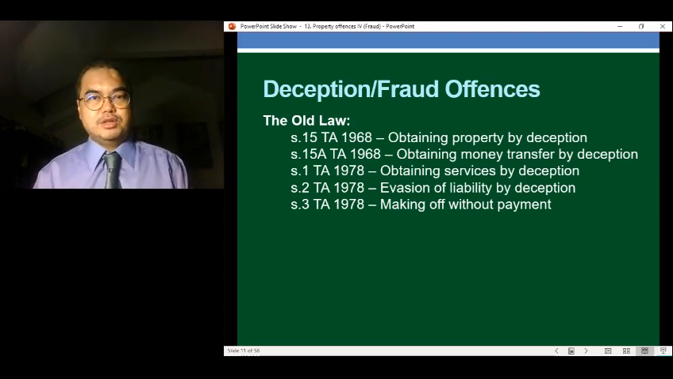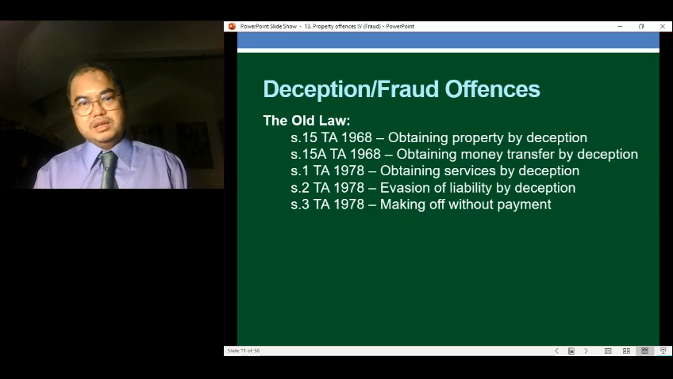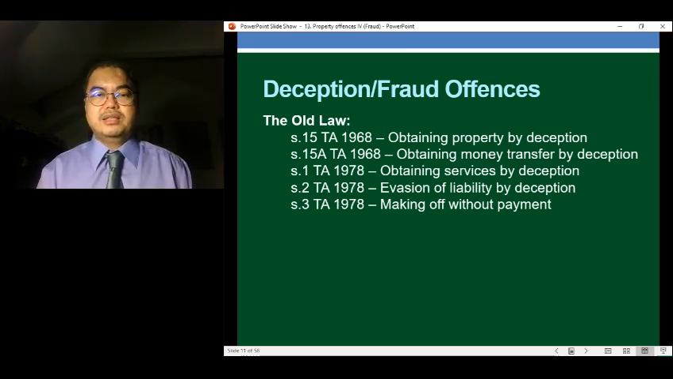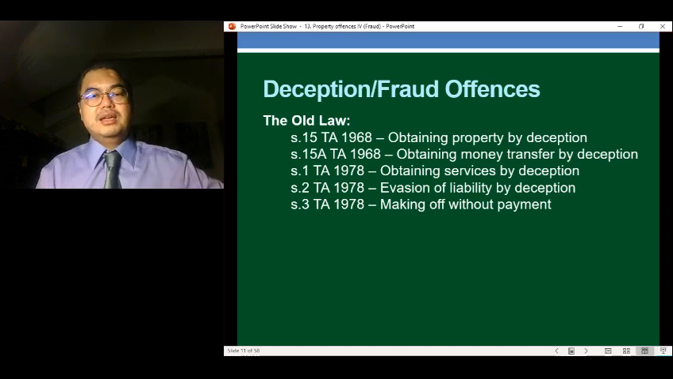Section 16 was subsequently repealed. It was actually taken over by the Theft Act 1978. If you look at the Theft Act 1978, the short heading says that it was created to basically replace Section 16 of the Theft Act 68. Under the Theft Act 1978, Section 1 is obtaining services by deception. Section 2, evasion of liability by deception. And Section 3, making off without payment.